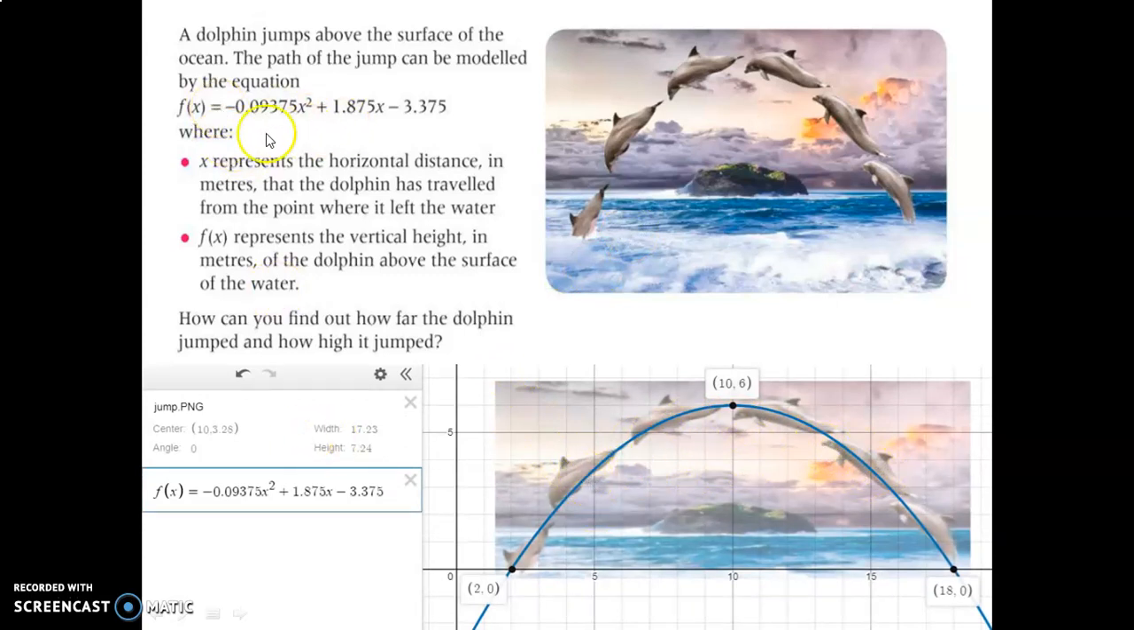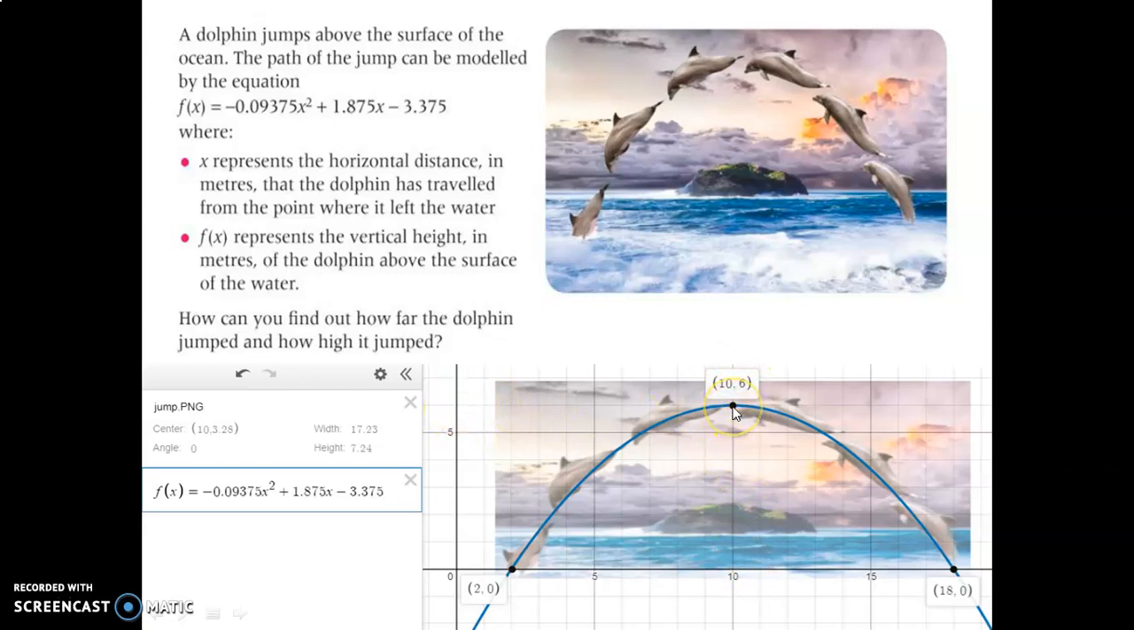So here's the function or parabola it gave us. I entered that function here, and we can see it models that jump very, very well. We see an upper point here of (10, 6). That point is called a vertex. This is the x value, so 10 on the x-axis and 6 on the y-axis.